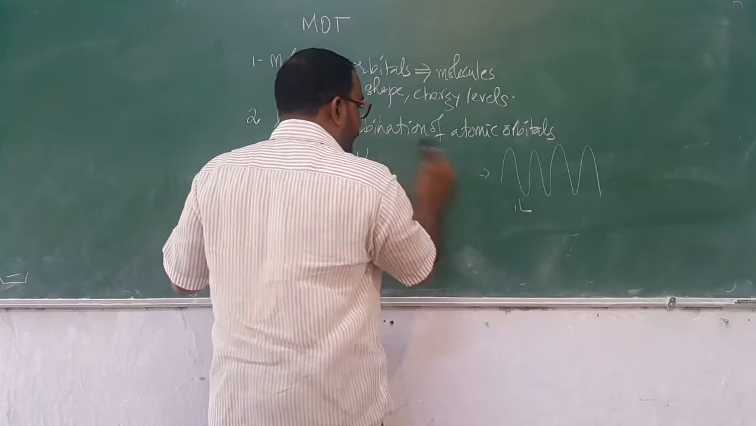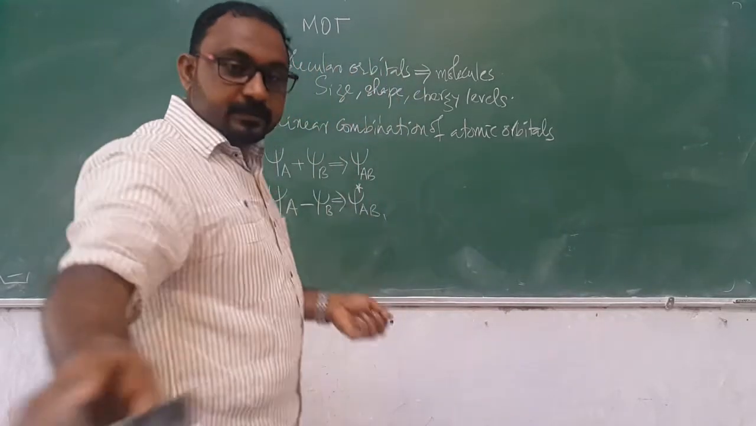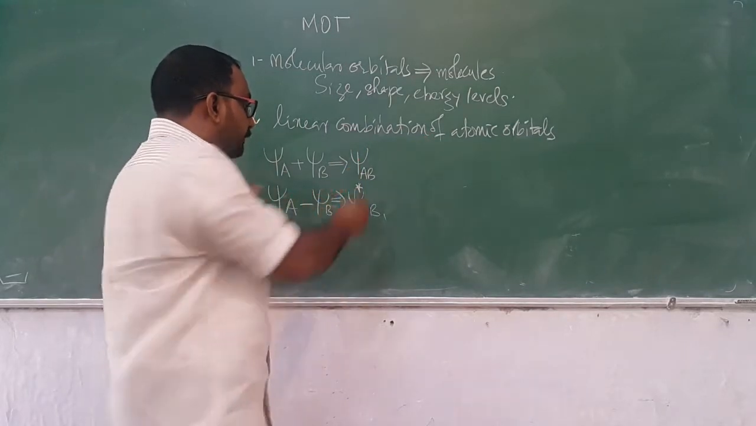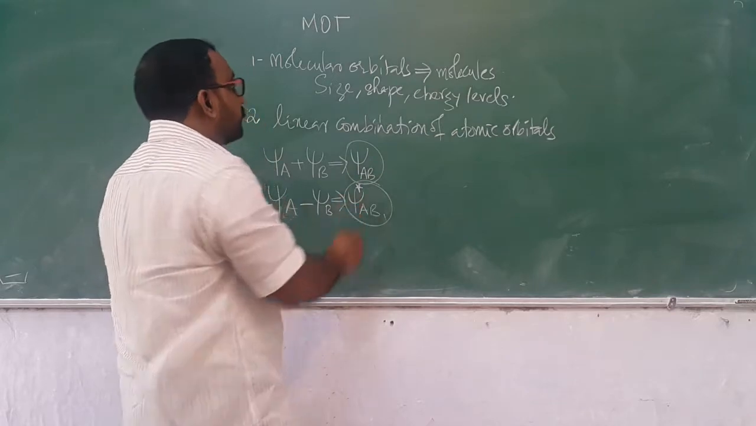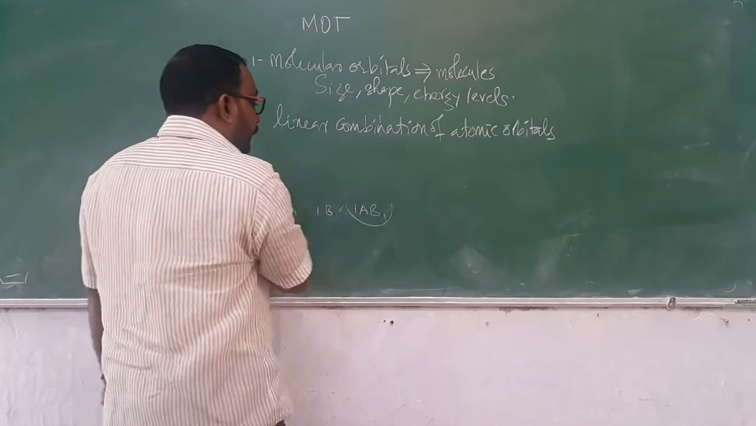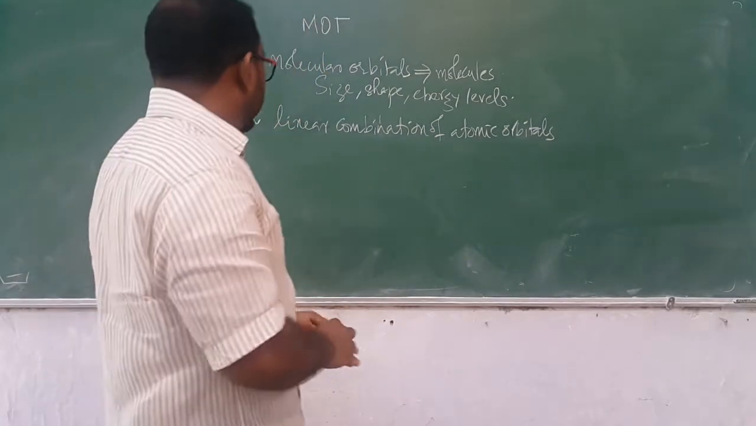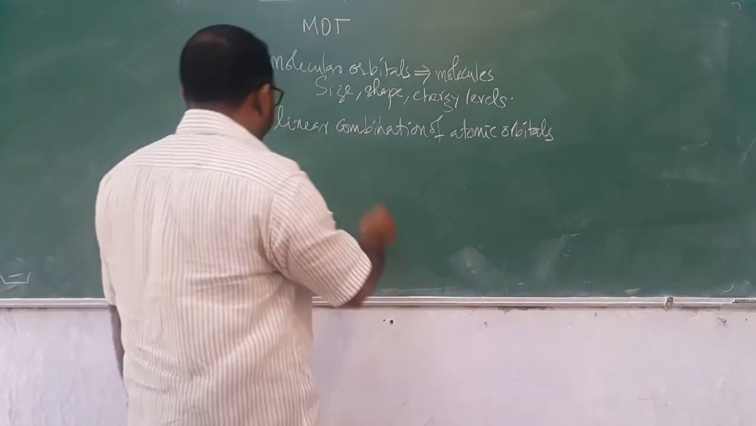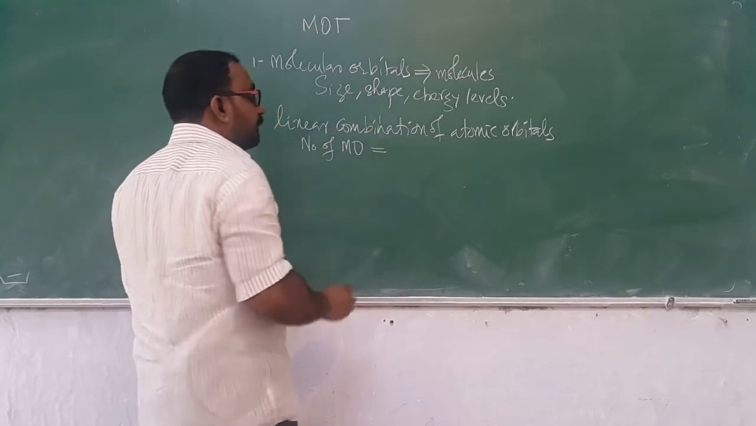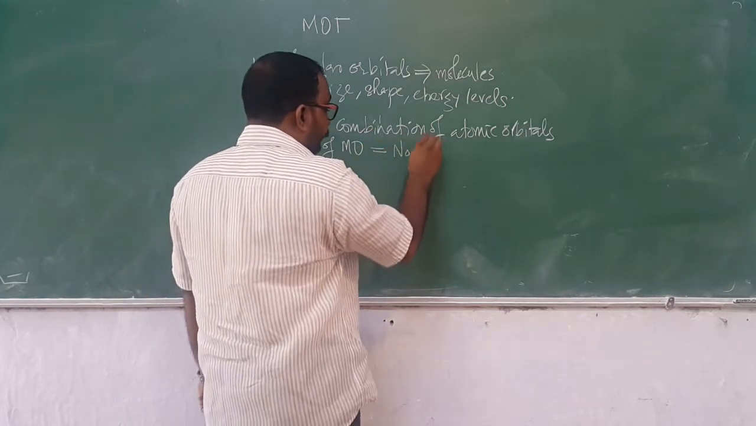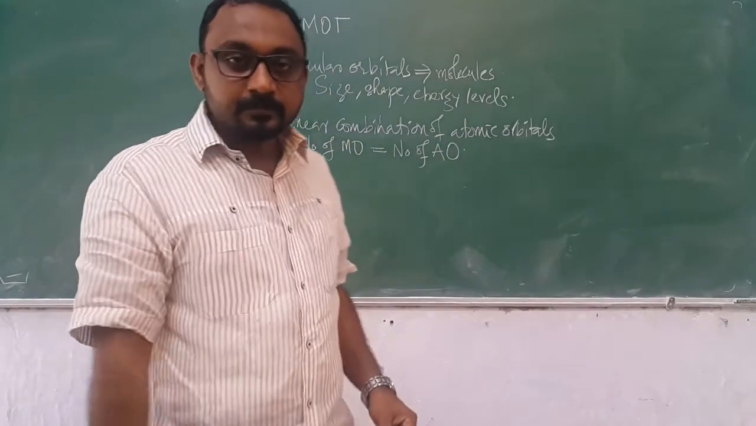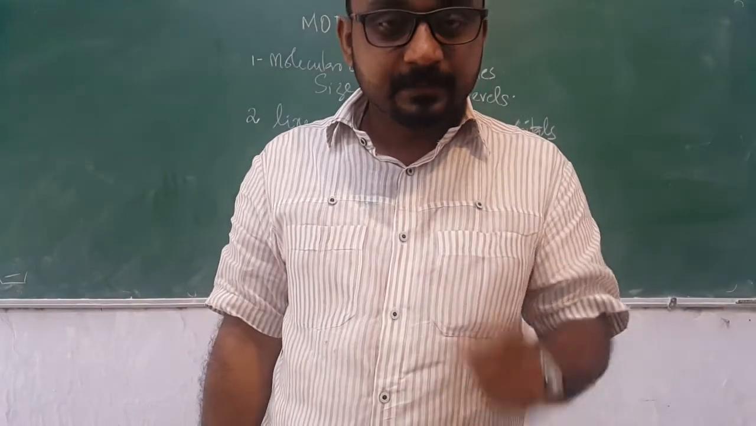I just wanted you to understand that atomic orbitals undergo linear combination in order to form a molecular orbital. This wave function represents molecular orbitals. So molecular orbitals are formed by linear combination of atomic orbitals, and one more point: the number of molecular orbitals formed will be exactly equal to the number of atomic orbitals combined.